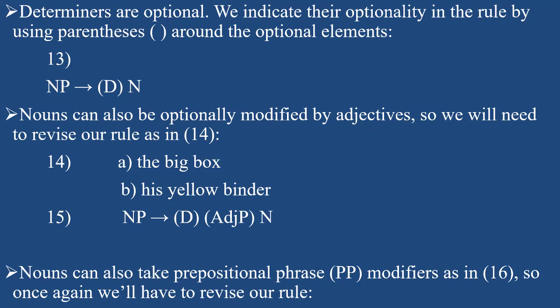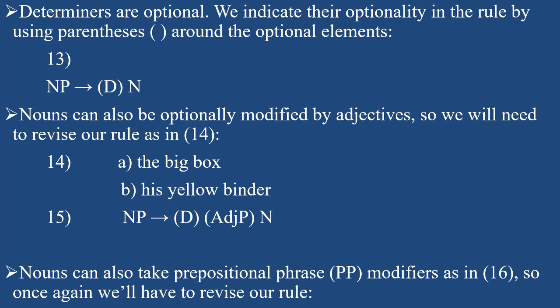Determiners are optional, of course. We indicate their optionality in the rule by using parentheses around the optional elements. So an NP in 13, as you can see, consists of an optional determiner and the noun. The noun is obligatory. We cannot have an NP without a noun. That's why it is called an NP.